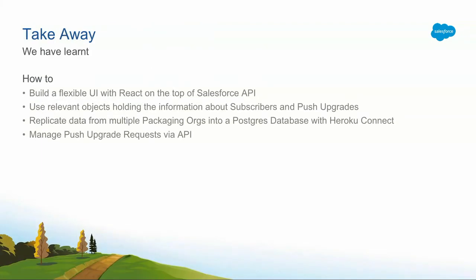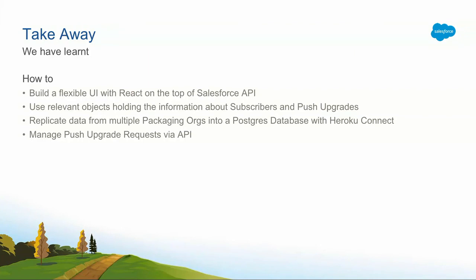So takeaways, as I said, all these are ideas that you can also take into account. We built a flexible UI. We have certain things to fix or to enhance, taking into account the limitations that Salesforce has right now in order to work with our use case. This UI is in React. And also, we were using the Salesforce API, so we have not created or done these push upgrades ourselves. We have used what Salesforce is already providing to us.